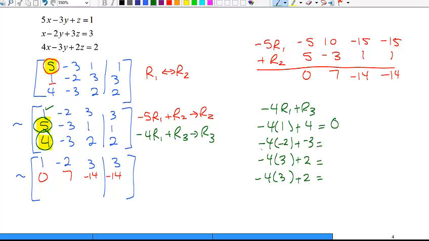Negative 4 plus 4 is 0. 8 minus 3 is 5. Negative 12 plus 2 is negative 10. Negative 12 plus 2 is negative 10. So that gets me 0, 5, negative 10, negative 10.